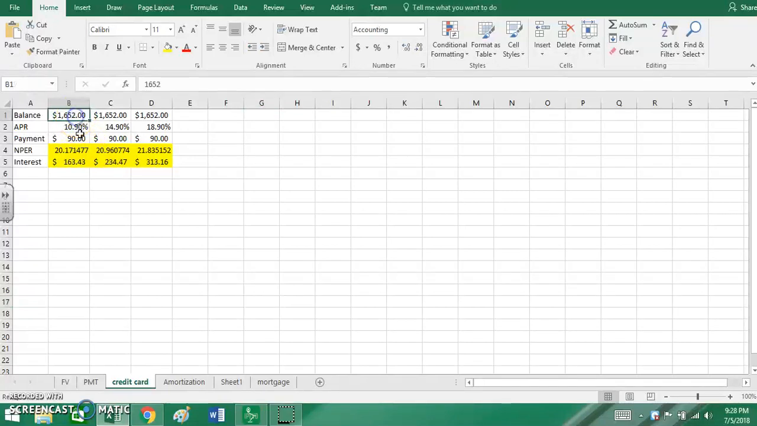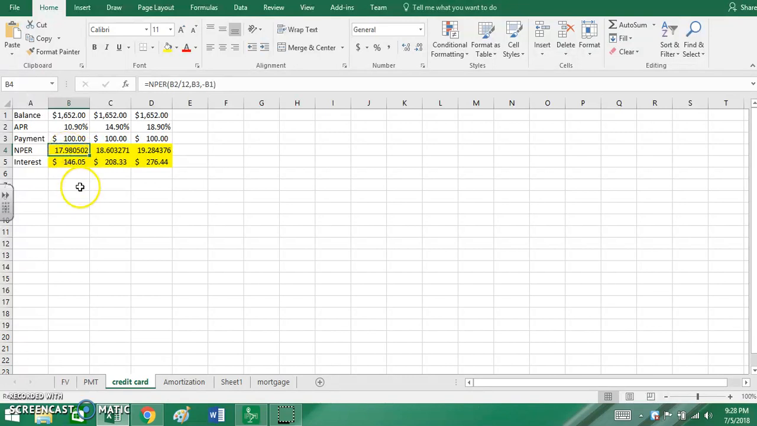And what I have here, the $1,652, is how much you borrowed, and I have my three scenarios, 10.9%, 14.9%, and 18.9%. The payments, oops, I forgot to change it back, was $100 for each of them. So you'll look at the first one with a $100 payment at 10.9%. It's going to take me 17.9, basically 18 months to pay off the debt. And my interest is going to be $146.